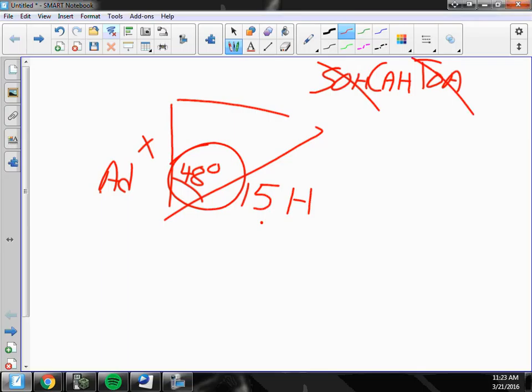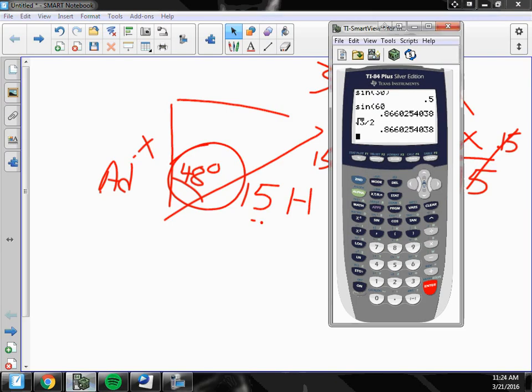It's the cosine. So we're going to do a little bit of a trick. The cosine of 48 will tell me the ratio. So I'm going to write the cosine of 48 is equal to the ratio x over 15, a over h. I need to solve for x, and then I can put it in my calculator. How do I solve for x? We're going to multiply by 15. So the answer, x, is 15 times the cosine of 48.